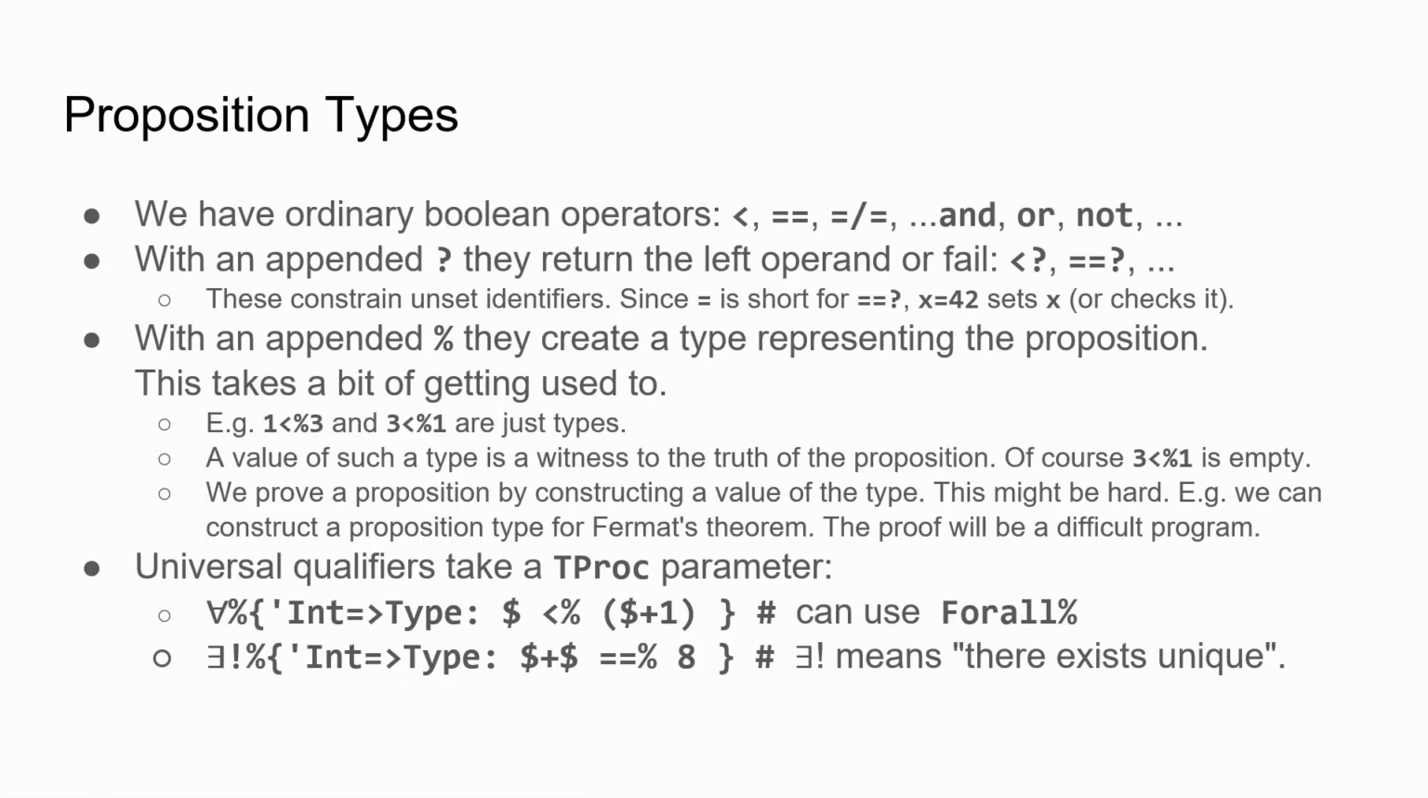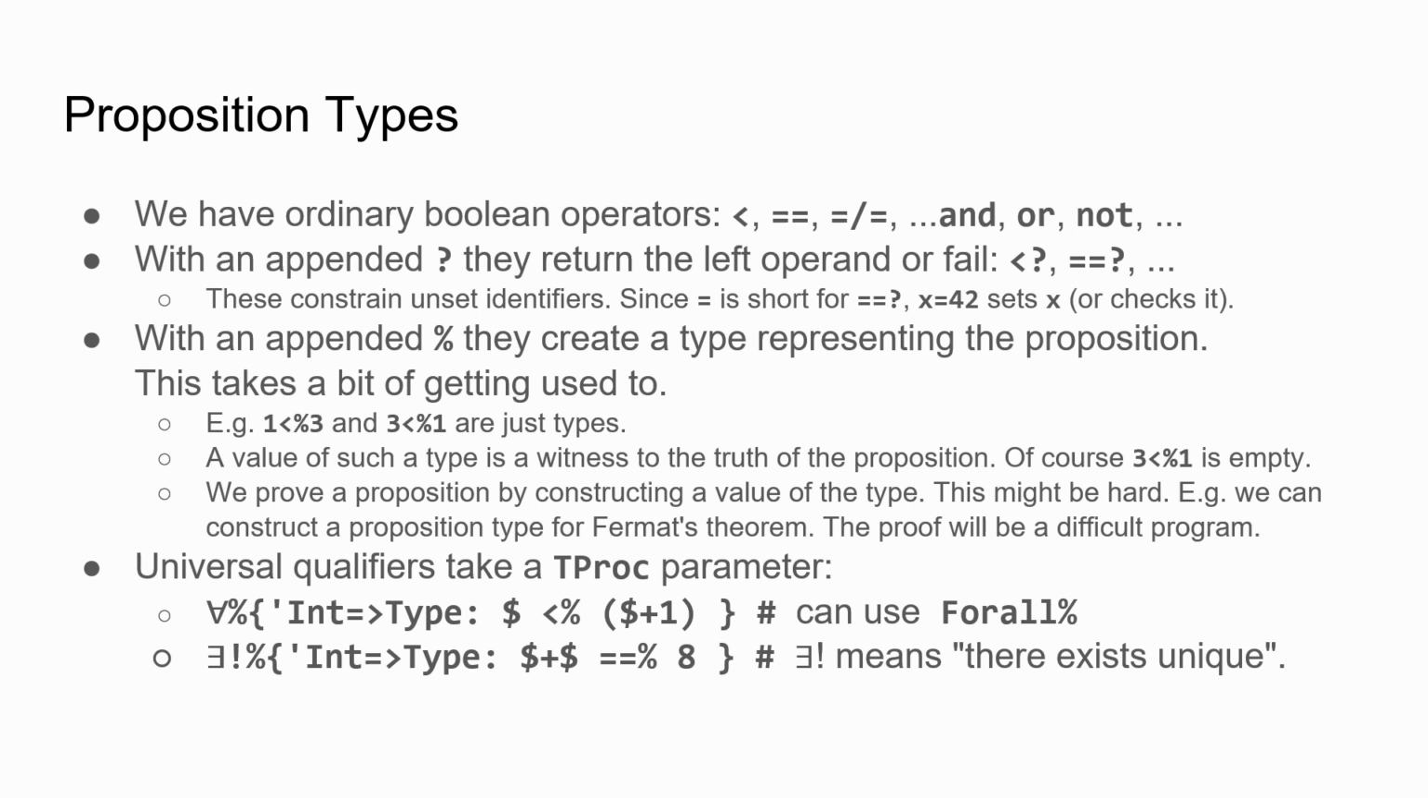We have ordinary Boolean operators. With an appended question mark, they return the left operand or fail. This is a commonly useful thing. And this one constrains the identifiers. So equals is short for equals equals question mark, and x equals 42 sets x, or checks that x is 42 if it's already been set.